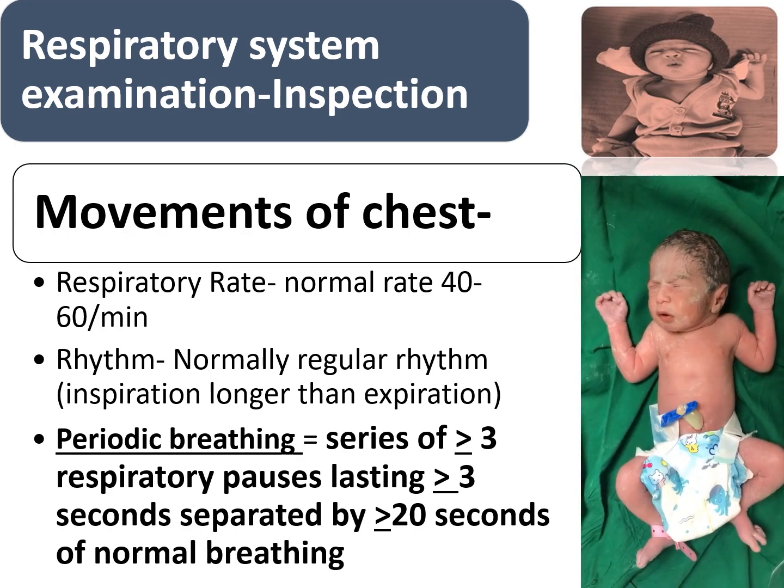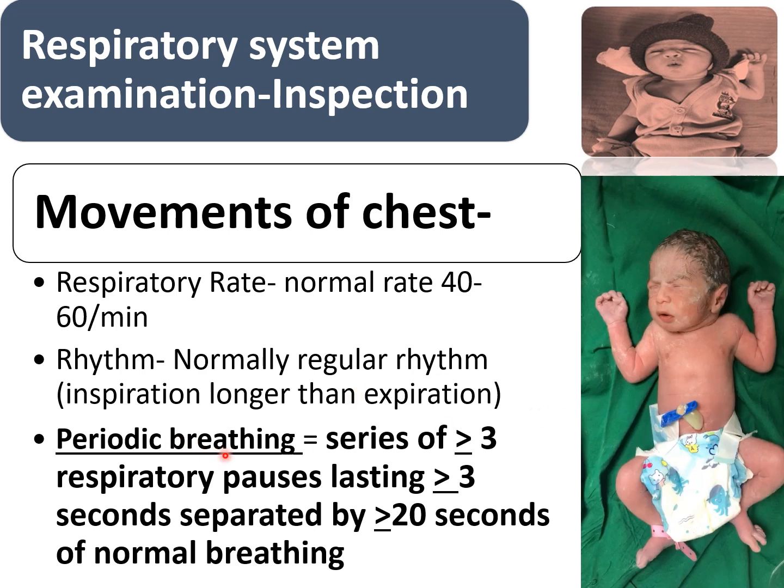After that, in movements of the chest, we have to mention the respiratory rate. Normal rate in newborn is 40 to 60 per minute. We have to calculate the chest rise for a full 1 minute. If the baby is having apnea, bradypnea or tachypnea, then we have to mention. Then check the rhythm. Rhythm is normal, regular, or the baby is having any abnormal rhythm. In normal regular rhythm, inspiration is longer than expiration and there is no pause between inspiration and expiration.